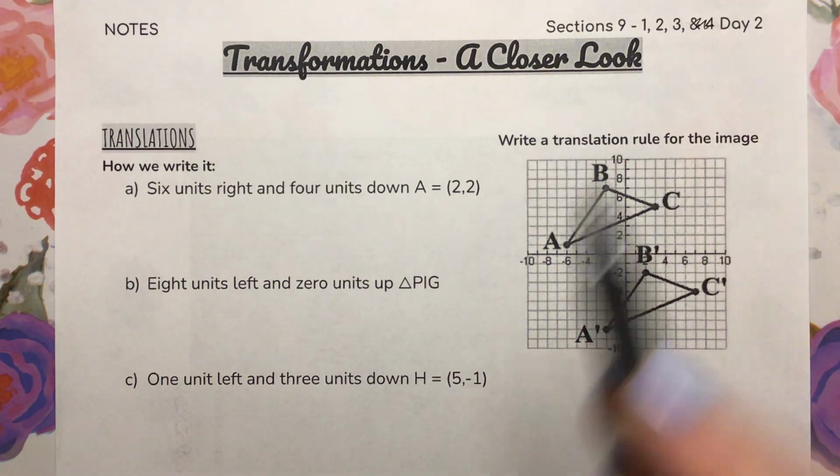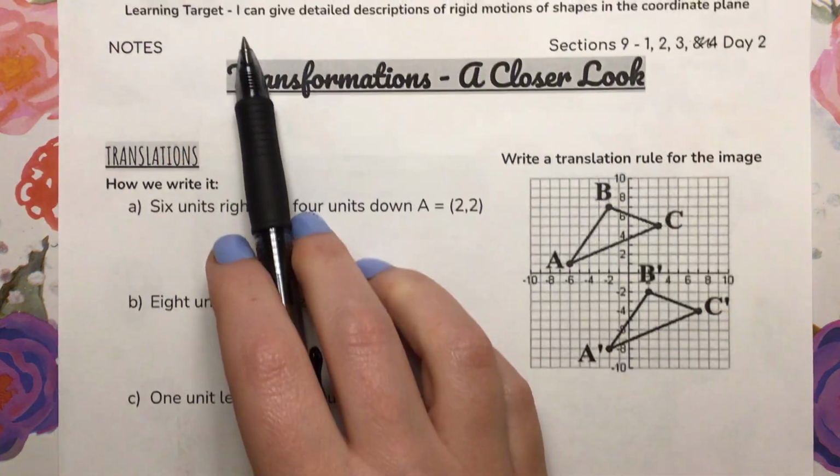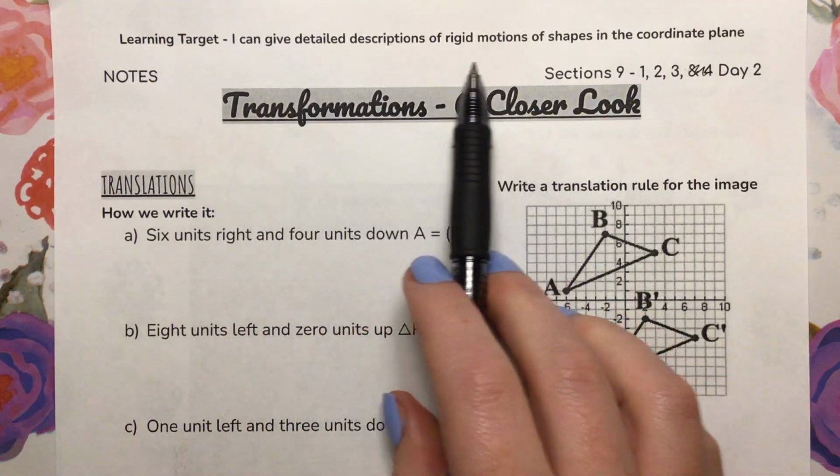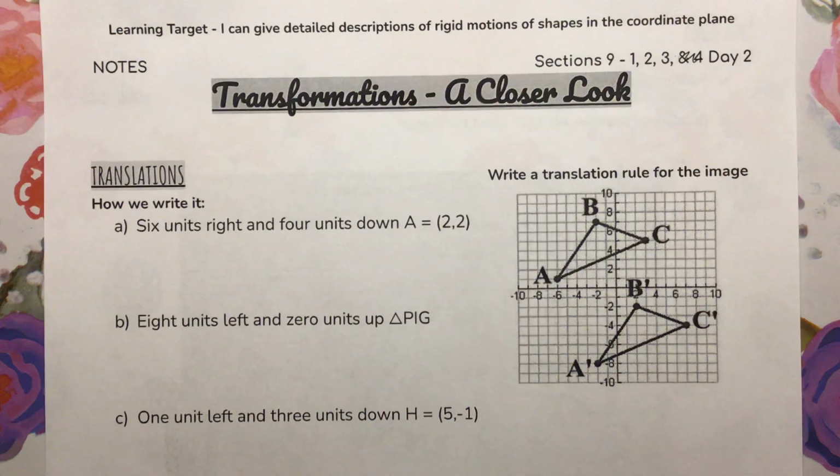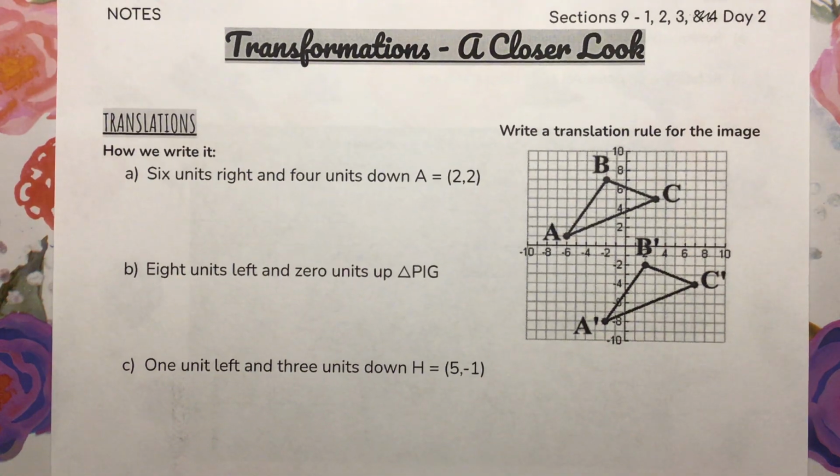My apologies. What I'd like you to be able to do by the end of this lesson is give detailed descriptions of rigid motions of shapes in the coordinate plane. So basically, I don't want you to just say, slide the shape or reflect the shape. I want you to be more specific. I want you to be able to say translate and then write a translation rule. What did we do in that particular situation?